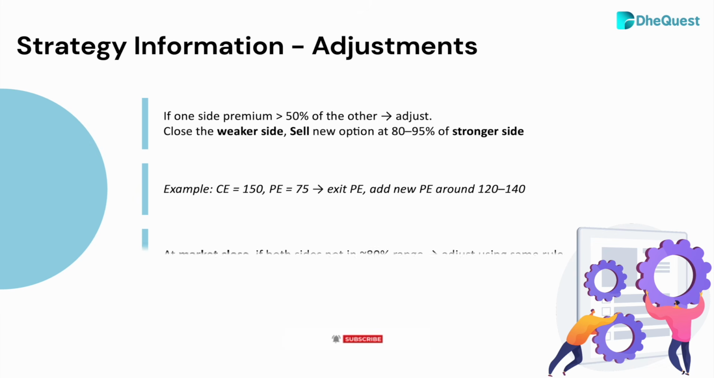Easy fix. And also at the market close, if both sides are not balanced within that 80% range, again we have to do the adjustment. This helps us in managing the gap ups, gap downs, or even sideways moves. Imagine if we have a decent sideways market, we can capture a lot of profit because of this overnight decay.